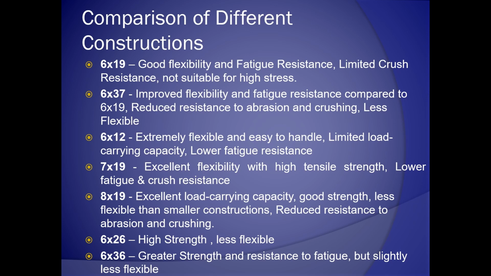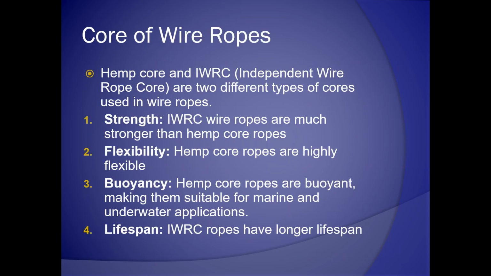Core of wire ropes. The core of wire ropes can be either a hemp core or an IWRC, independent wire rope core. Each type has its strengths and weaknesses, impacting factors such as strength, flexibility, buoyancy, and lifespan. The choice of core depends on the specific requirements of the application.